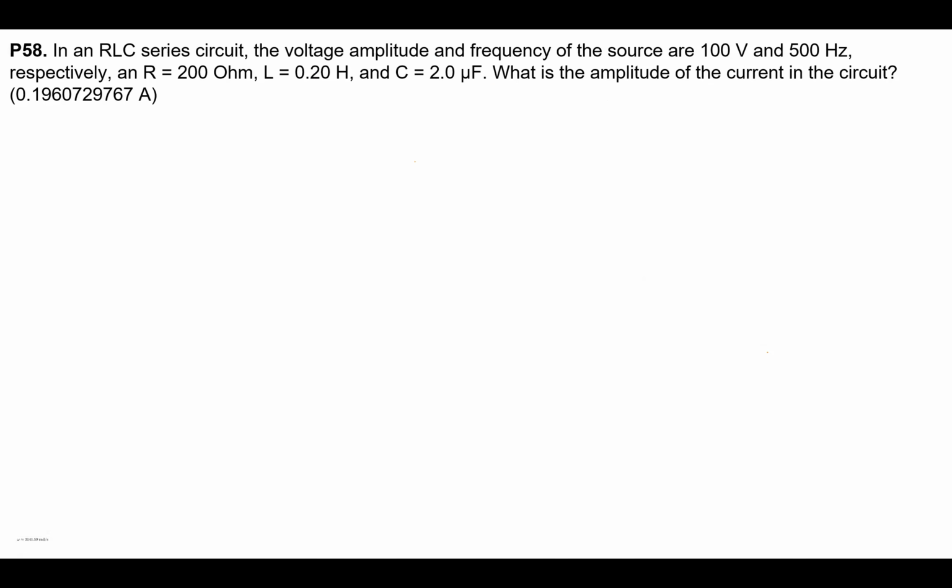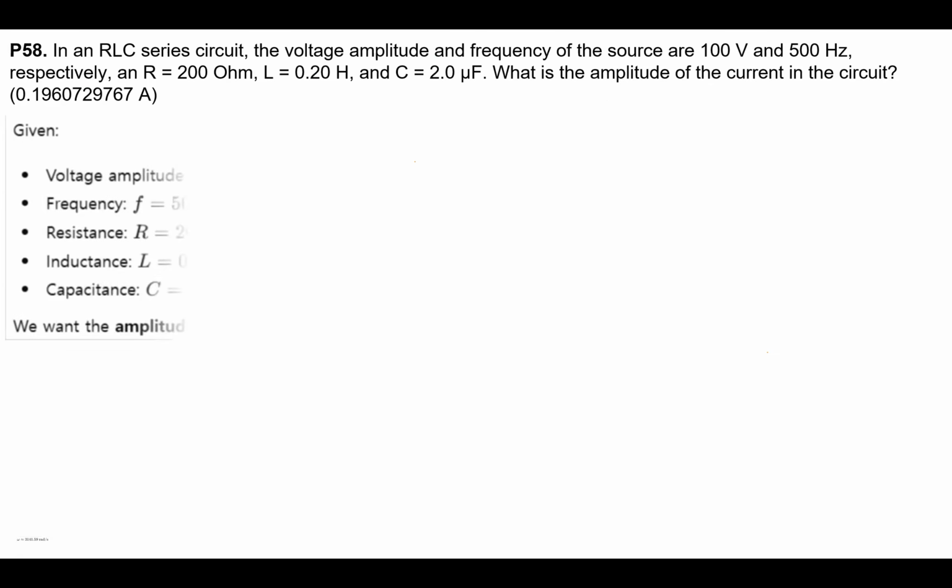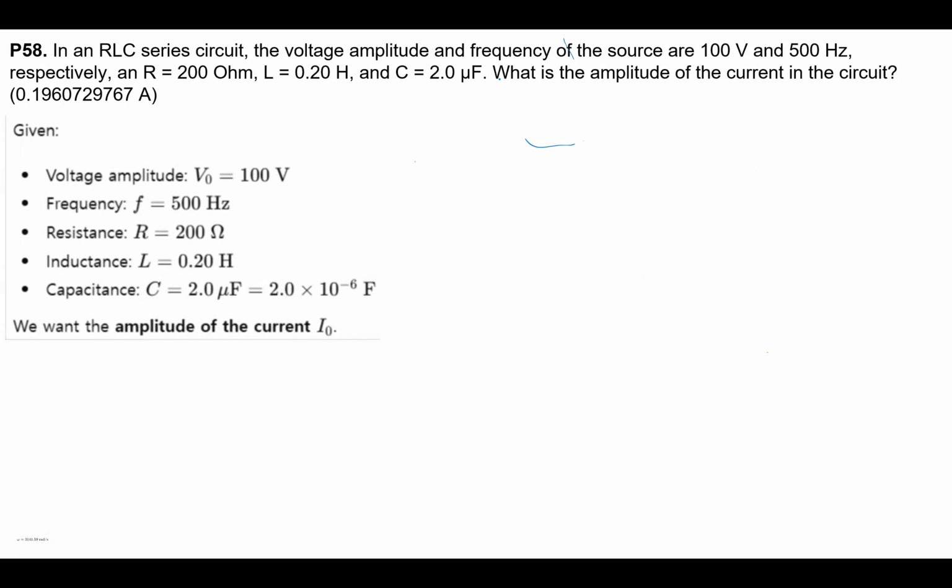So now we have an RLC series circuit. And what is the amplitude of the current in the circuit? The source is 100 volts and 50 hertz. Okay, so the frequency is given. Note that the frequency and the amplitude of the voltage are given, and then we have R, L, C. Note that C is given in microfarads and should be converted into farads.